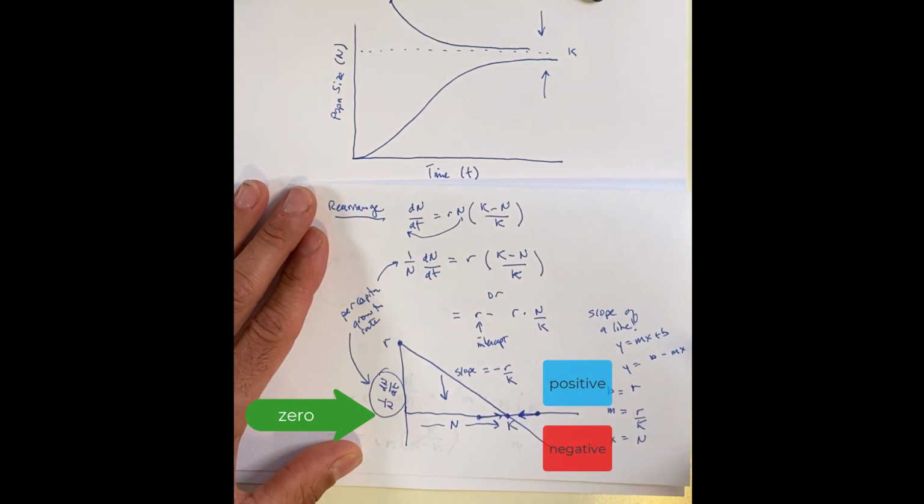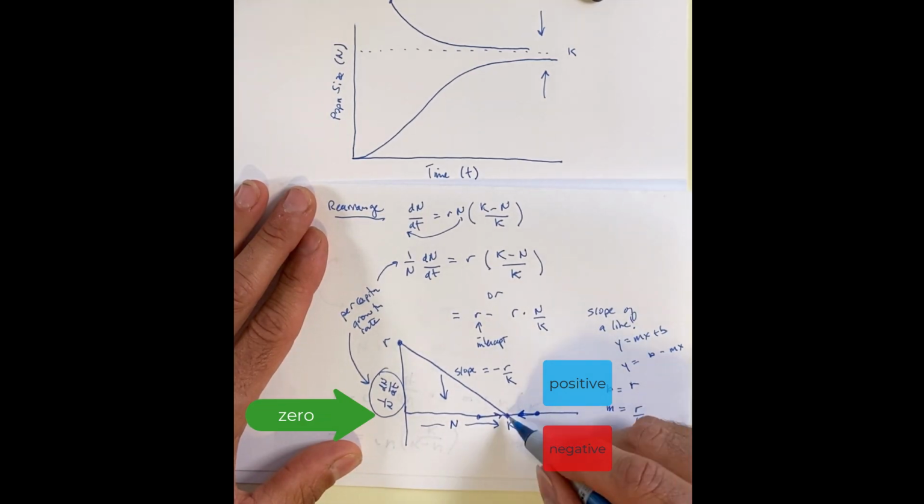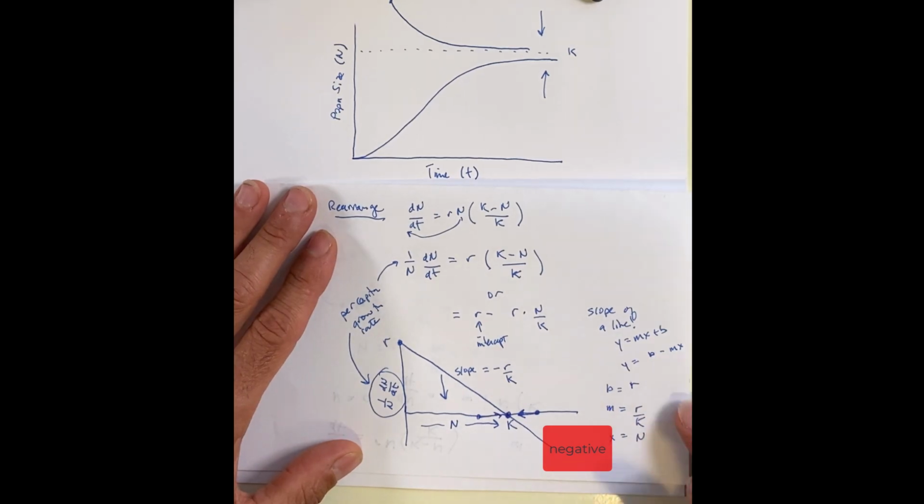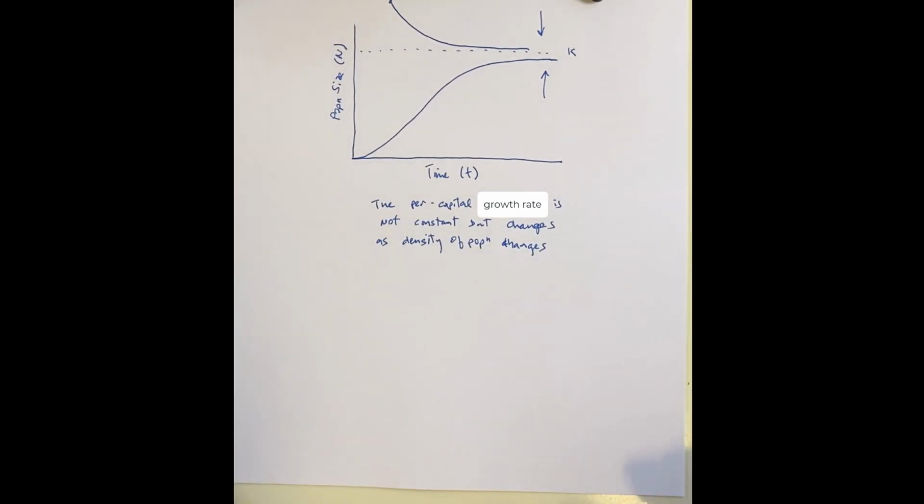And when the population is above K, that 1 over N dN/dt, the per capita growth rate, is negative, and therefore the population is going to get smaller. It's going to lose individuals. dN/dt is going to be negative. And this concept of density dependence is actually very central to understanding the regulation of populations.